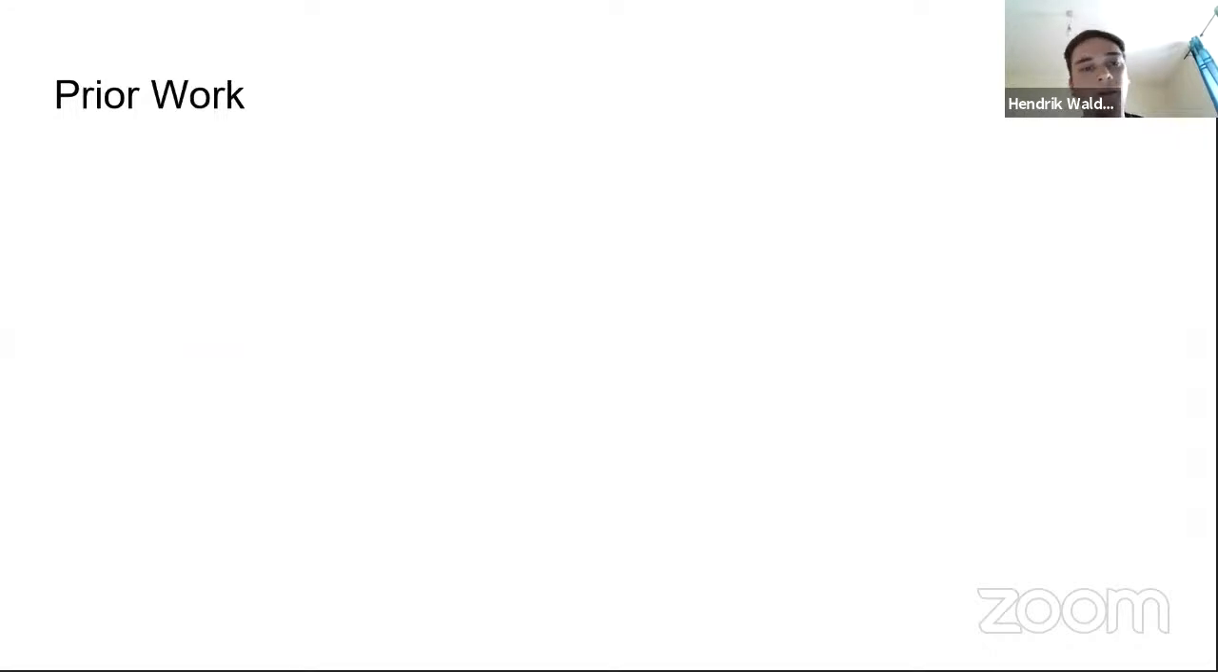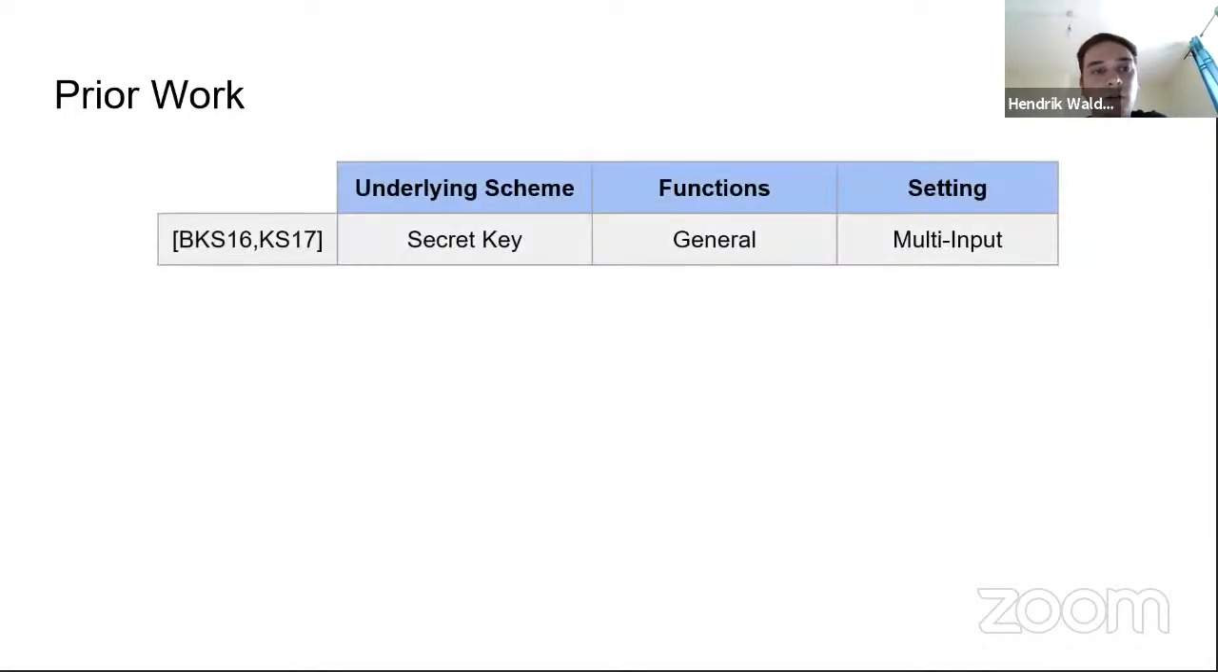In terms of transformation from single input functional encryption to multi-client functional encryption, there has already been some work. The first work is by Brakerski et al., where they show how to turn a secret key single input scheme into a multi-input scheme. The notion of multi-input is very similar to the multi-client notion. They have a different security definition and they don't incorporate encryption labels. And they do this for a general class of functions.